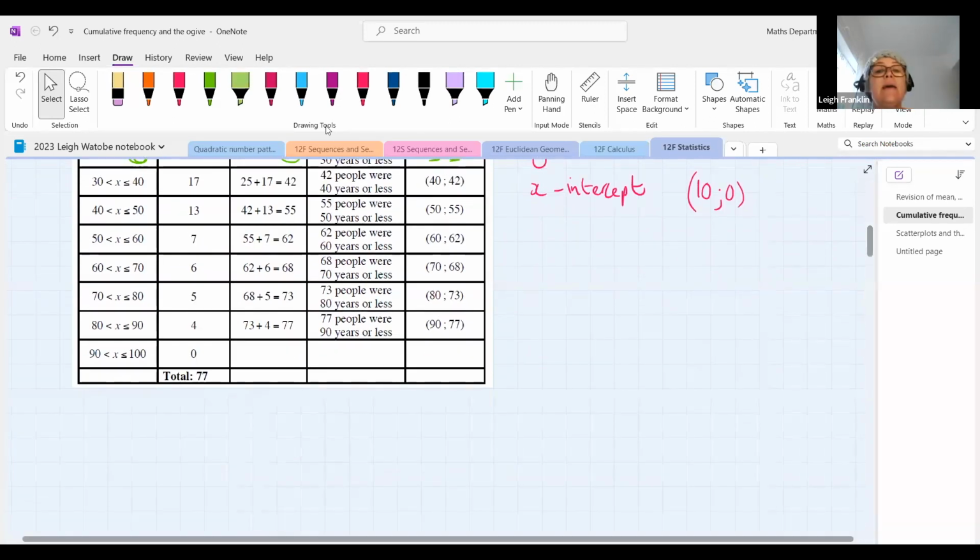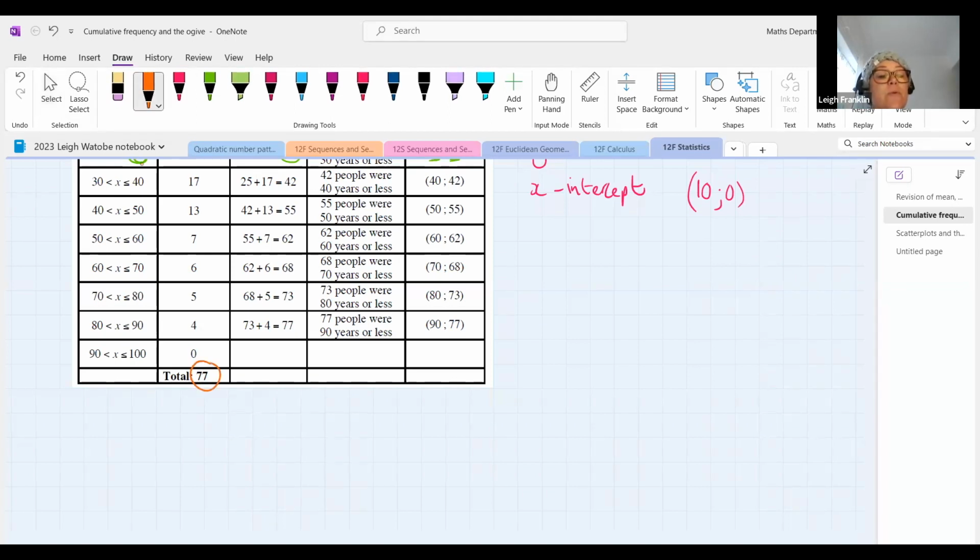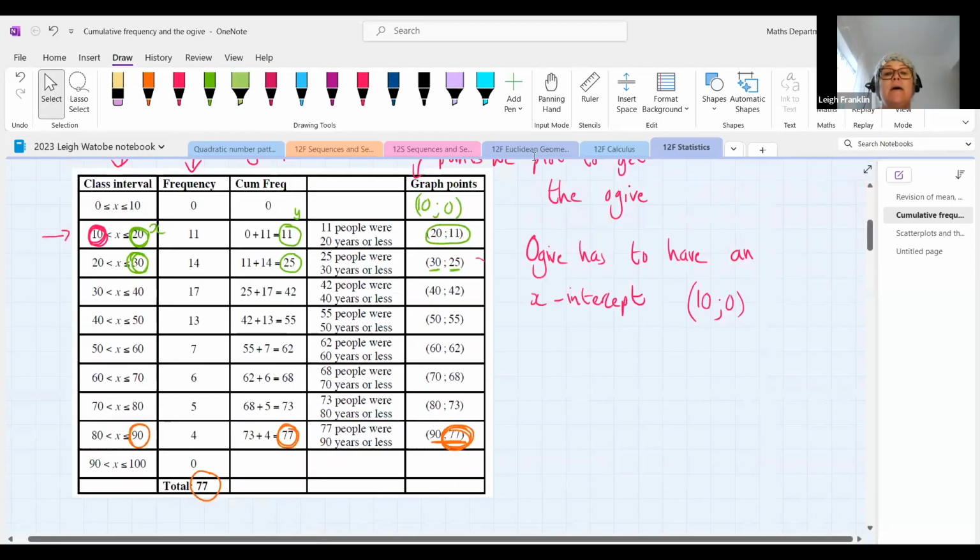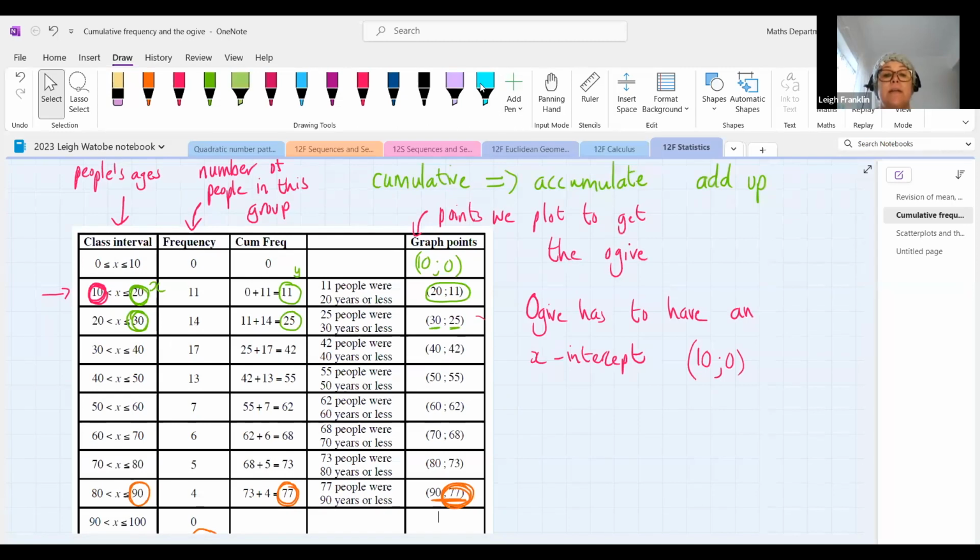All right. So here it must have been a group of 77 people because our frequency is 77 and our cumulative frequency adds up to 77. So the last point that we would plot would be 90 against 77. So this number over here is also important because that tells us how many people took part in this particular study.